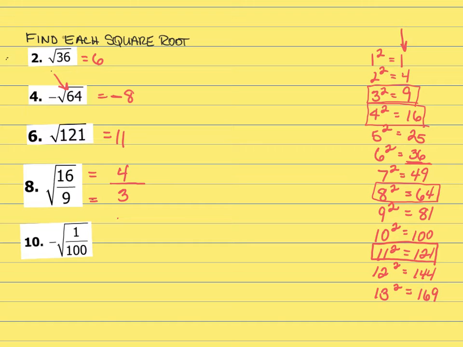And number 10 is almost like number 4 and number 8 together. So you're going to take the square root of 1, which is what? 1. And the square root of 100, which is 10. And then because there's a negative sign on the outside, we're just going to stick that negative sign right there. And that answers numbers 2 through 10 even.